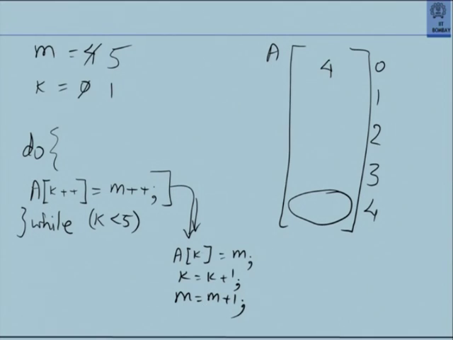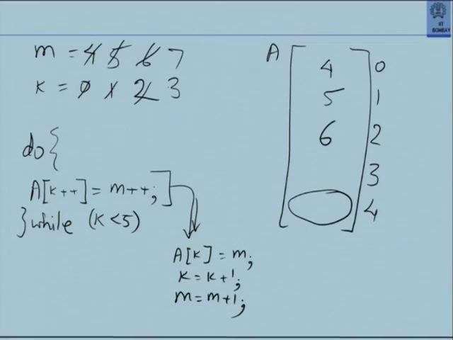A1 will become 5. So 5 will be written here, because K has become 1. And then I will again increment K and M. So M will become 6, K will become 2. 2 is less than 5, again I will go back, again execute the statement AK equal to M. That means A2 is equal to 6. Here I will write 6. And after that again this will become 7, this will become 3.